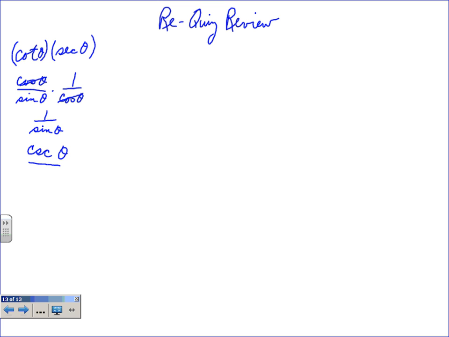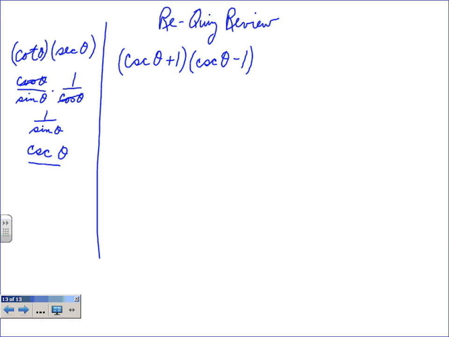All right? Problem number 3. You have cosecant theta plus 1 times cosecant theta minus 1. I recognize that as being the difference of two squares. And if I use FOIL here, I'm going to get cosecant squared theta minus 1. If you had that on your quiz, I gave you credit. I was pretty lenient on that one.